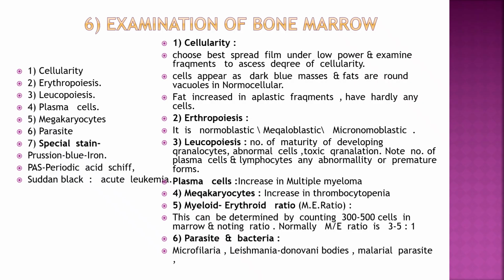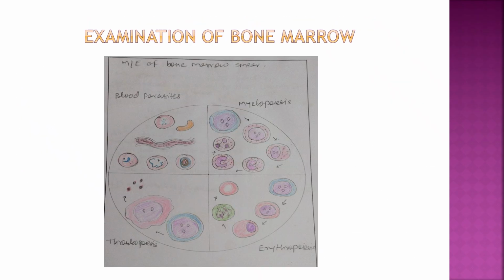In this picture we can see all the myelopoietic series like myeloblast, myelocyte, metamyelocytes, band forms, the erythropoietic series like erythroblast, normoblast, reticulocytes, and the thrombopoietic series like megakaryoblast, megakaryocyte, and the platelets. So in this picture you can see examination of bone marrow: all these series of cells of myelopoiesis, erythropoiesis, thrombopoiesis, and blood parasites like microfilaria, Plasmodium species or Leishmania.